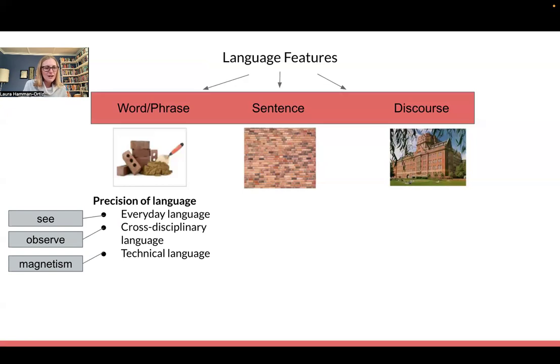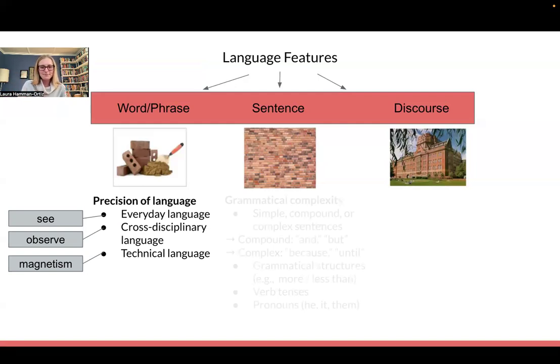So for word and phrase, they talk about different types of language: everyday language, which might be like our tier 1 words, like "see"; cross-disciplinary language, which we might call tier 2, like "observe," more academic-sounding words that you might encounter in lots of different disciplines; and then more technical language like "magnetism," that tends to be tier 3 level in a specific content area, right?